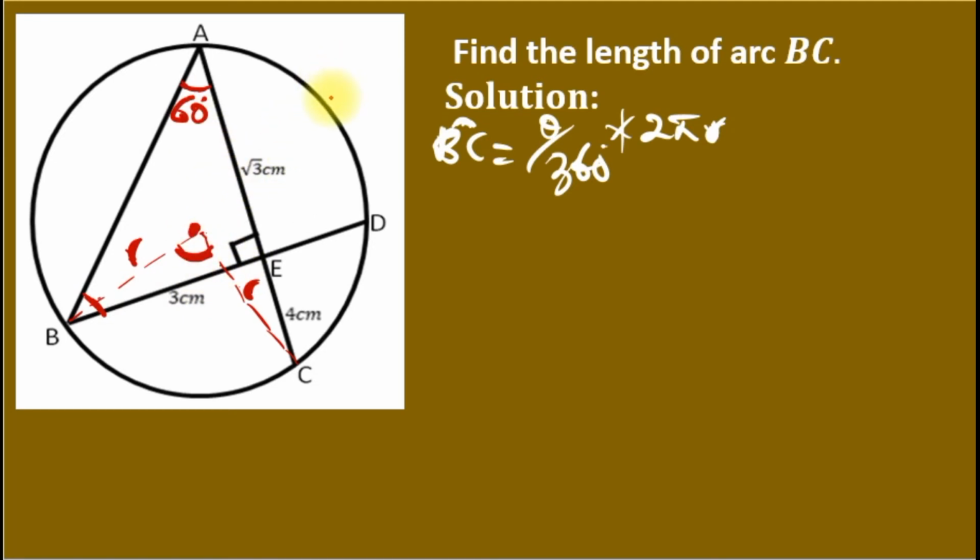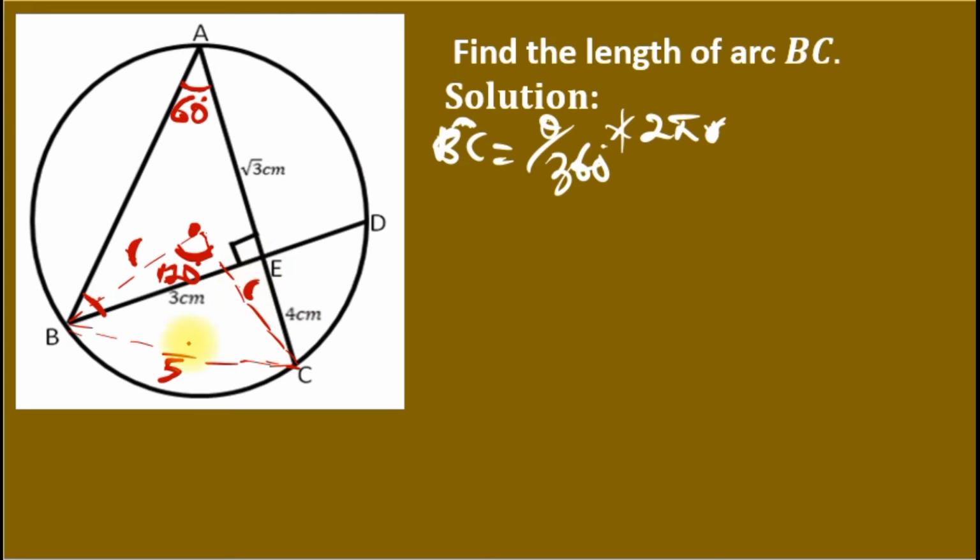If you've not watched the video on the theory, just check other videos. So since here is 60, by inscribed angle theory, here should be 120. The angle at the center is 2 times the inscribed angle. So this is 120 degrees. Again, if I join this chord BC, you see that since BE is 3, here is 4, here should be 5 by Pythagorean theorem.